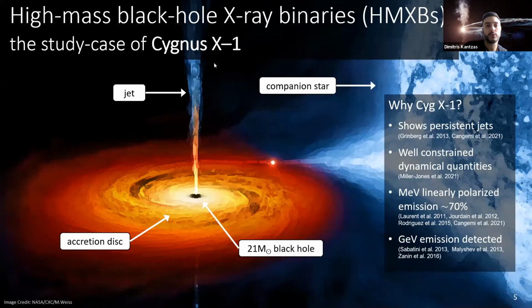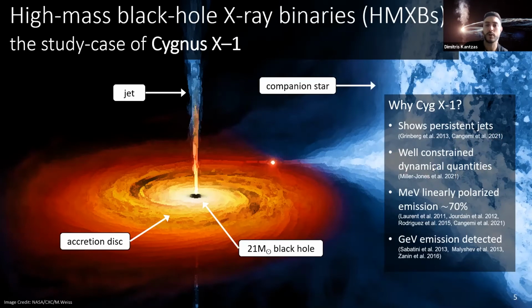I first apply this model to a canonical high mass X-ray binary, high mass in the sense that the companion is of high mass. And in particular, I'm using the case study of Cygnus X-1. Cygnus X-1 is a very unique source. I, for instance, showed earlier the bow shock, but it also shows some persistent jet emission, and it has some relatively well-constrained dynamical quantities.